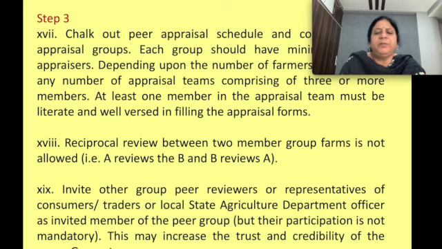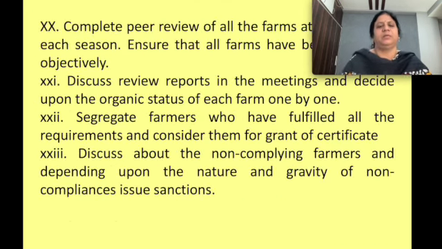So reciprocal review between two member group forms is not allowed. A reviews B and B reviews A. That type of thing is not allowed. Invite other group peer reviewers or representatives of consumers, traders or the local state agriculture department officer as invited members of the peer group. But their participation is not mandatory. Remember, within the group, peer reviewing is only mandatory. Other forms are not mandatory, but some can be done, some cannot be done. This may increase the trust and credibility of the group.